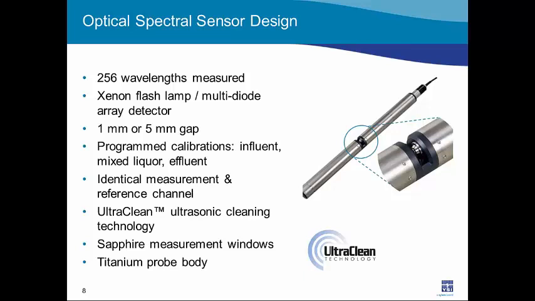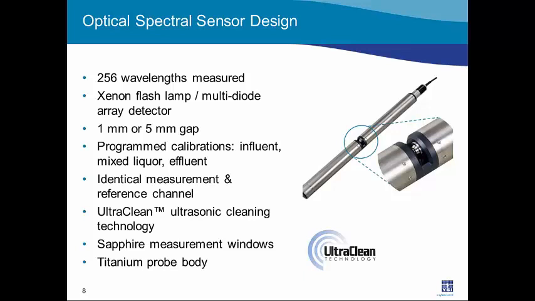Other features of this probe are identical measurement and reference channels. Now, optical devices are superior to most other devices in terms of long-term stability and drift. However, optics do drift. And so built into the probe, behind the measuring gap, is an identical, in every way, reference channel that measures that decay in the optics over time, providing for a sensor that will last a long time and will give a very stable measurement.